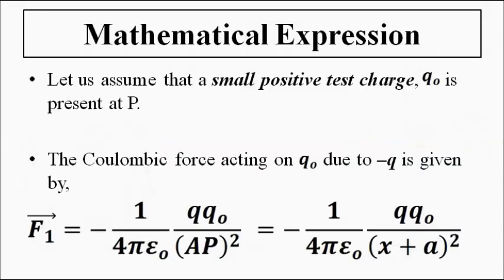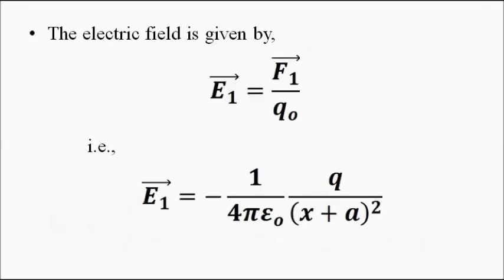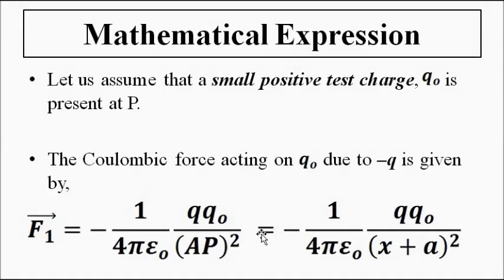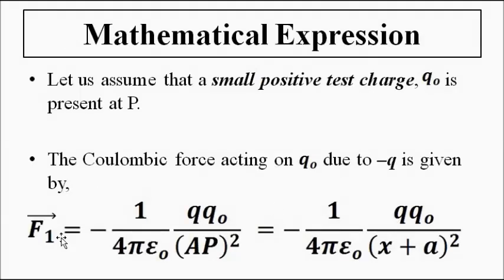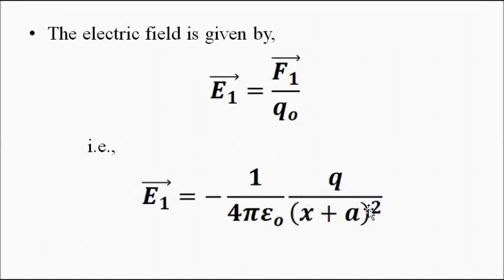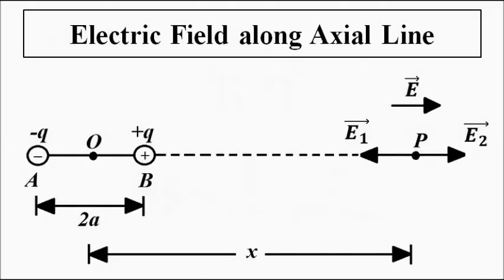Now the electric field, from this definition which we just studied, the electric field is nothing but the Coulombic force divided by the test charge itself. So the electric field due to minus q, E1 vector, is equal to F1 vector by q0. So q0 would get cancelled from the numerator and denominator, and it will simply be minus 1 by 4 pi epsilon 0 q by x plus A whole square. Okay, the electric field due to minus q, this portion is complete.